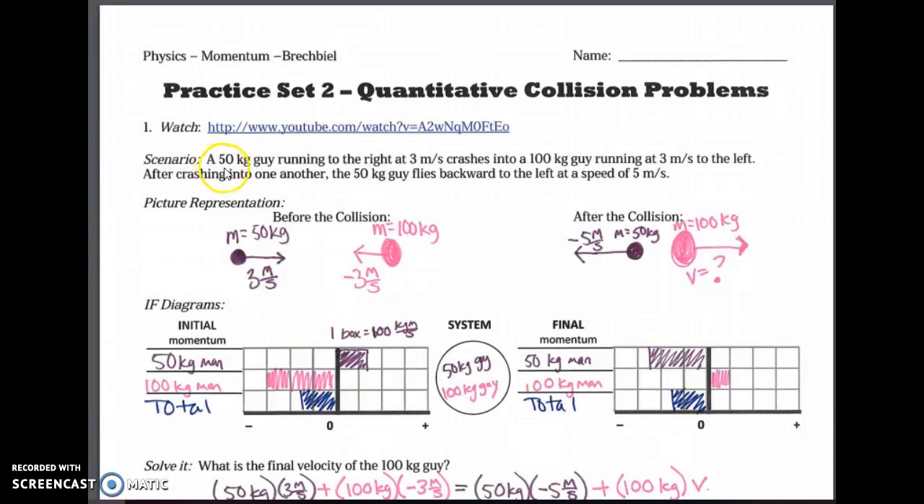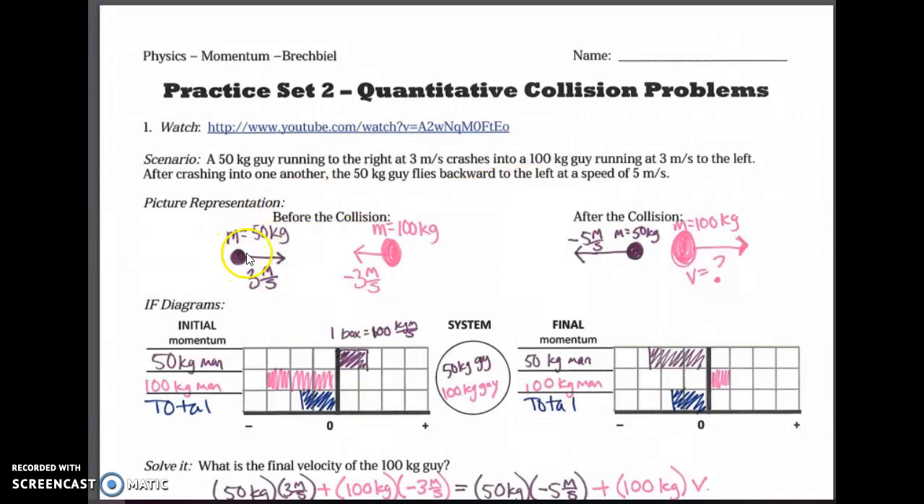So first off, it says the scenario is a 50 kilogram guy running to the right at 3 meters per second crashes into a 100 kilogram guy running at 3 meters per second to the left. After crashing into one another, the 50 kilogram guy flies backward to the left at a speed of 5 meters per second. The first thing I want to do is draw a picture of the situation.